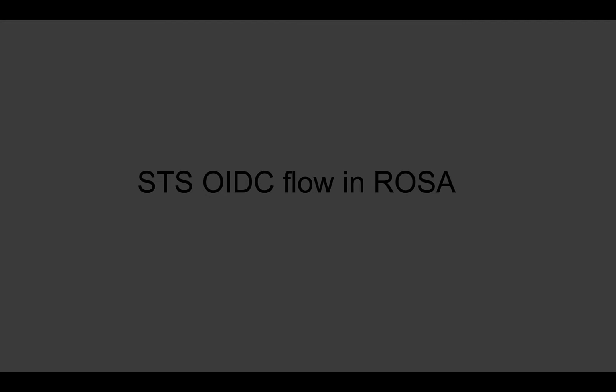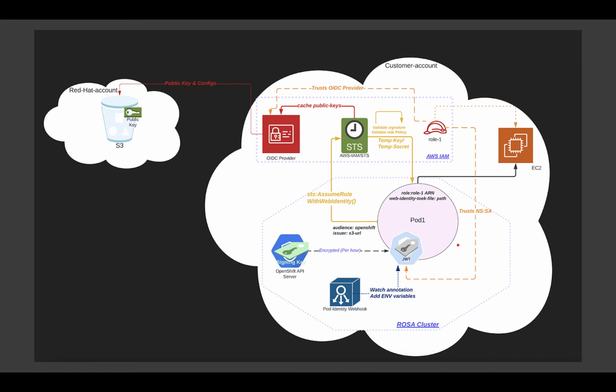Hello, I'm going to talk a little bit on how the STS OIDC flow works in Red Hat OpenShift on AWS, that is ROSA. This image here has quite a few components. I'll explain how the interaction happens across each of these components or services.